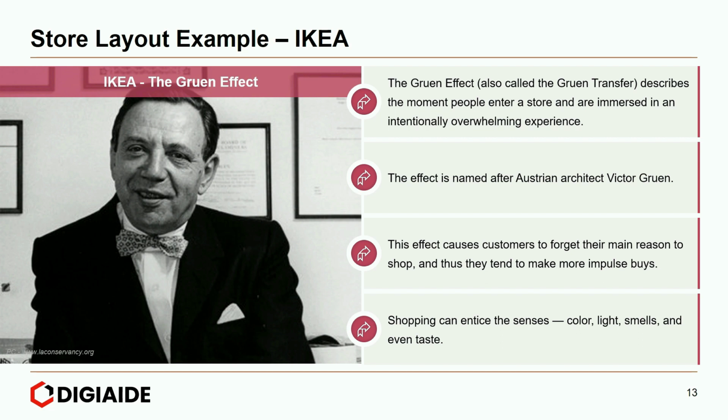By using a fixed path design, IKEA applies the Gruen effect. Customers are overexposed to sound, color, light, smell, and texture. Once the Gruen effect takes over, customers dump things into their trolleys that they never intended to buy.